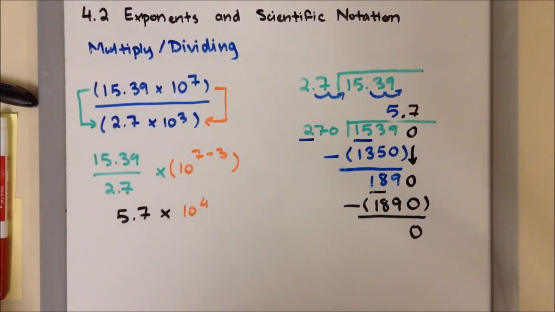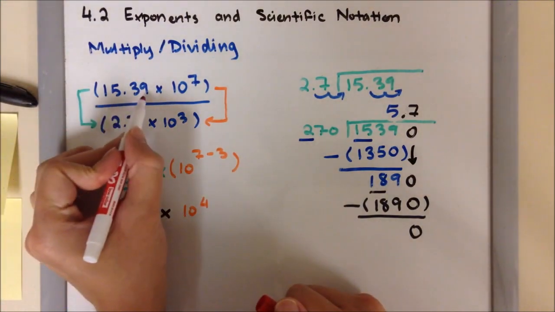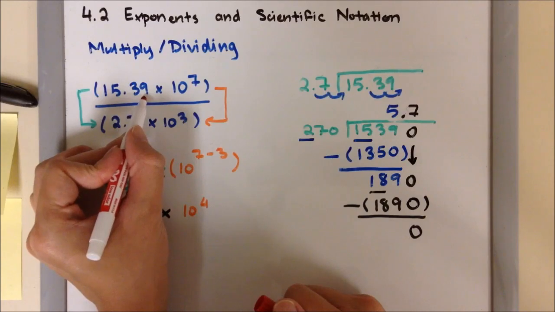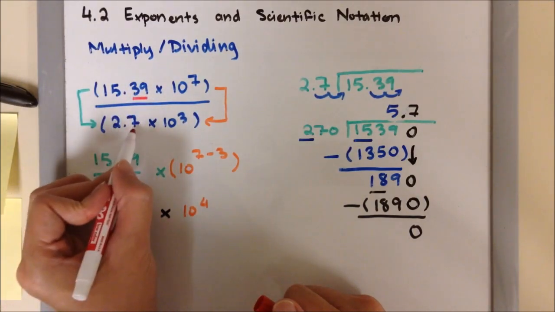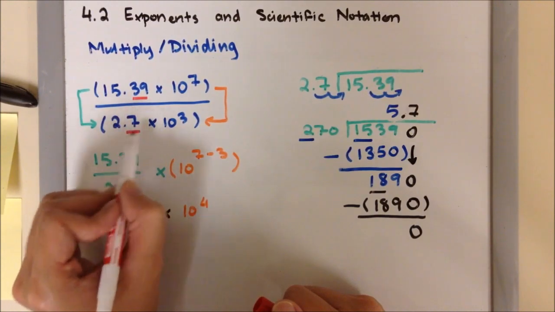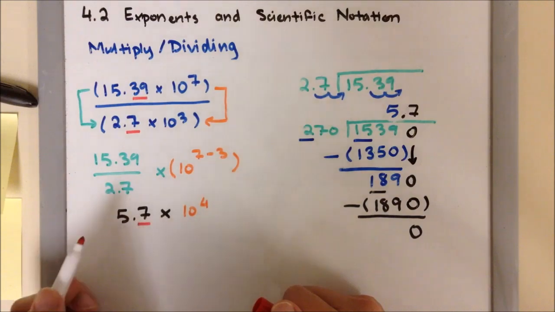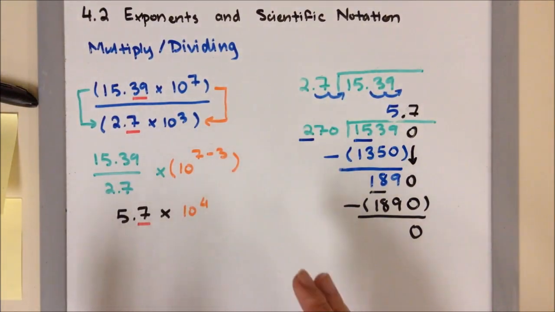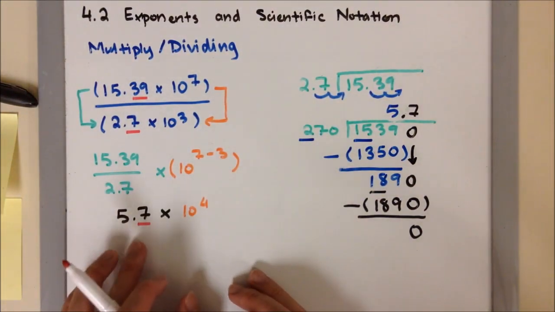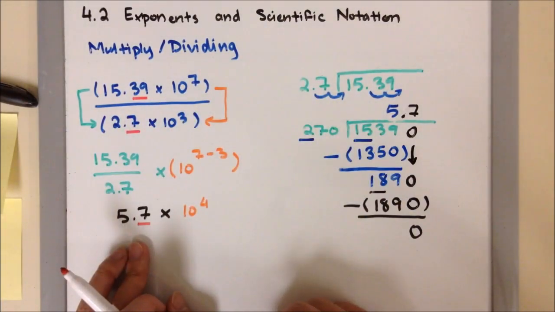Now, looking at my decimal place, you see how on the original problem, the top number has 2 decimal places and the denominator has 1 decimal place. You always want to go with the least amount, so 1 decimal place. Here, it's actually 1 decimal place already. I don't have to mess with the 5.7 because 5.7 is actually between 1 and 10. So we're good with that number.